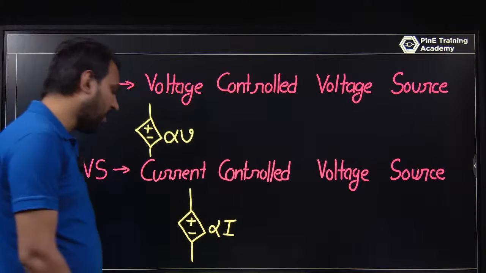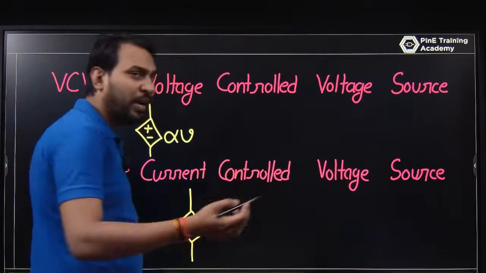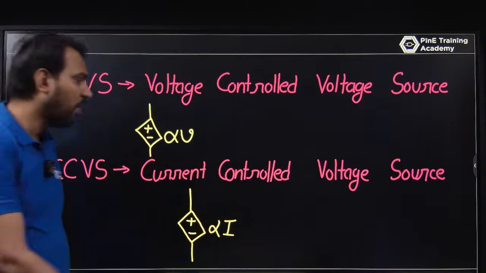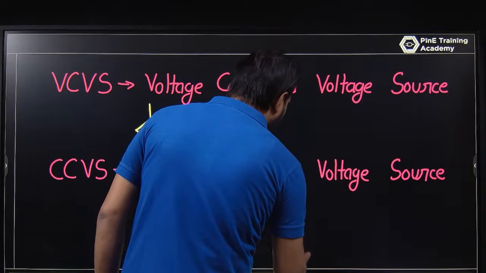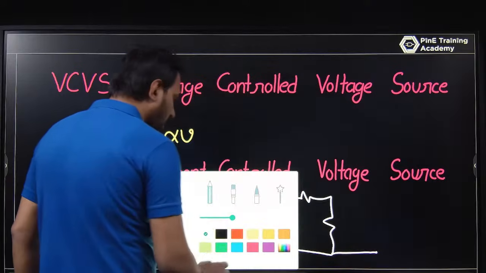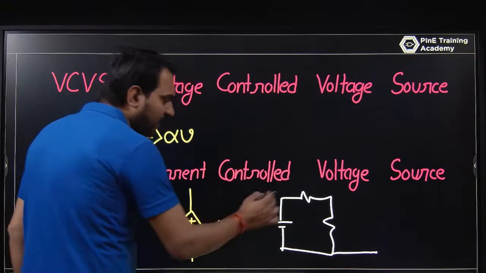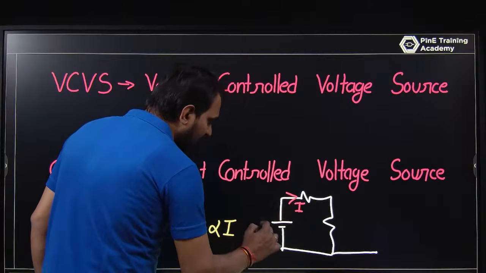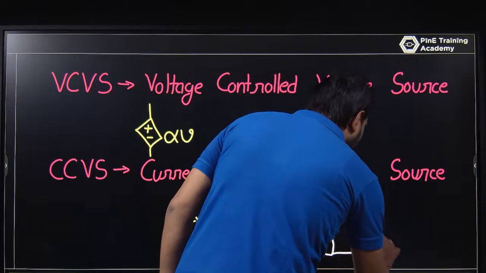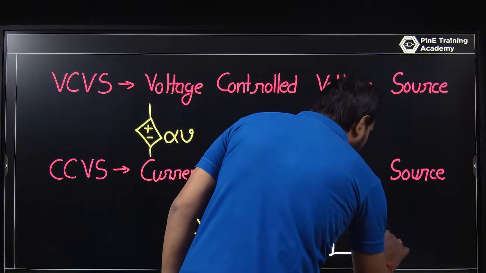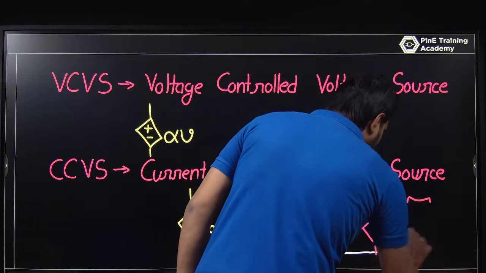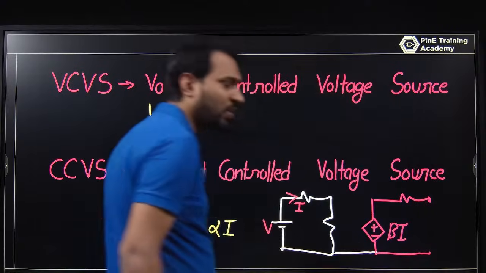You can think in this way: if you know the transimpedance amplifier, they are using it as a current controlled voltage source. Or you can design any circuit. Let's say you have a circuit in this way, and this is a current I. The current I will decide what the voltage is here. That is, let it be beta I into that resistance or something like this. You can design it in this way.